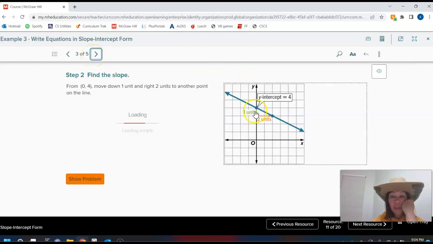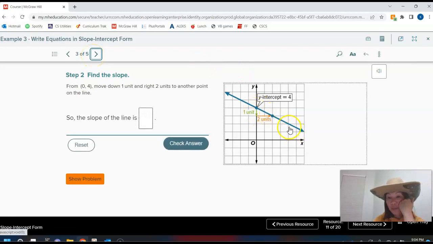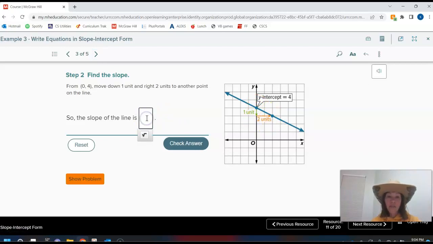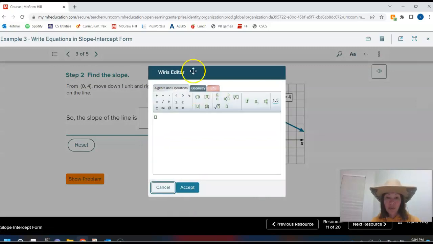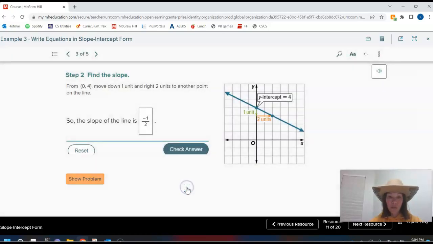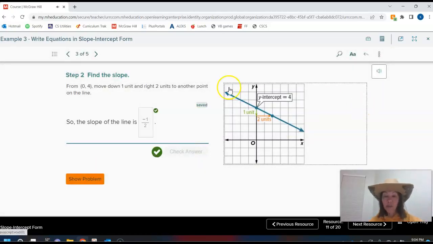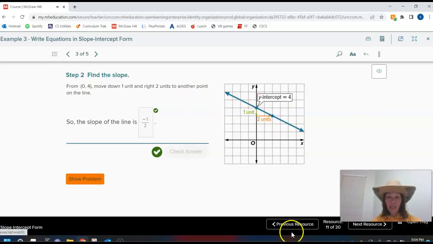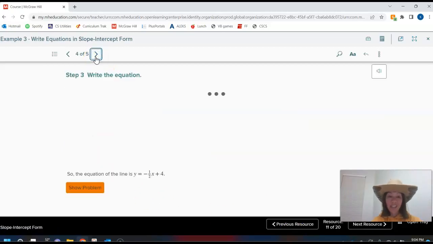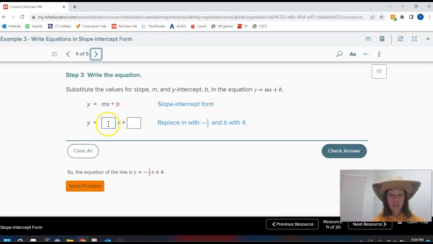Now our slope, if I use these 2 points, I could use this point and this point, really any 2 points on the graph, but if I'm going from left to right, I would have to go down 1 and 2 to the right. So down means -1, and 2 to the right means 2. Let's see if I can finally get this. -1/2. There we go. Finally worked for me. So we go down 1, 2 to the right, and that is our slope. And now the last thing is just write the equation. So plug in -1/2 for m and plug in 4 for b, and then you've got your equation.